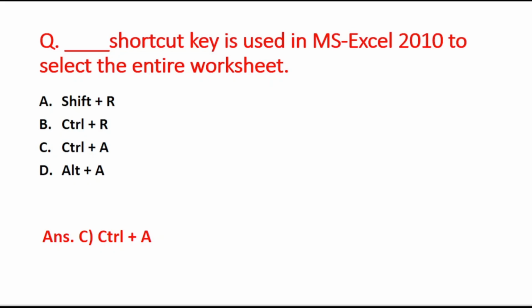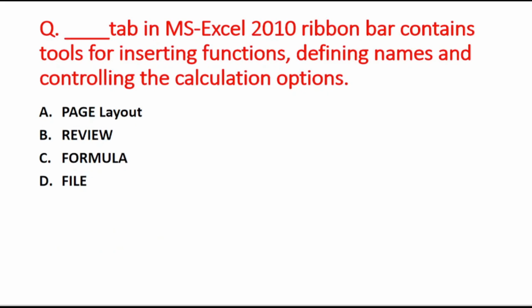Okay. Next is blank tab in MS Excel 2010. Ribbon bar contains tools for inserting functions, defining names, and controlling the calculation options. Your A option is page layout, B option is review, C option is formula, and D is file tab. So the right answer is option C, that is formula tab.